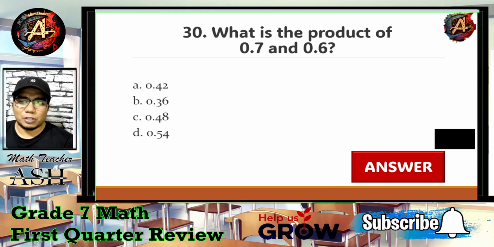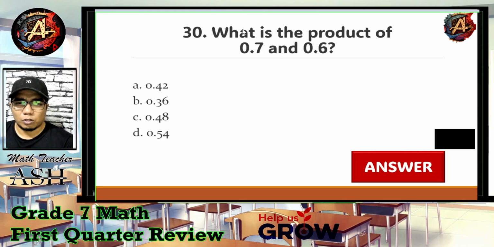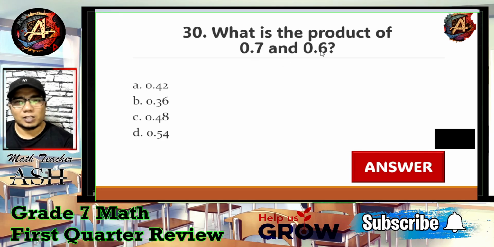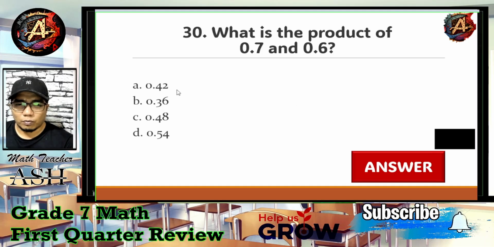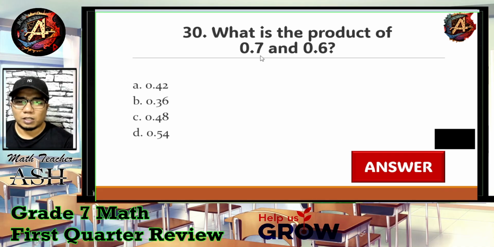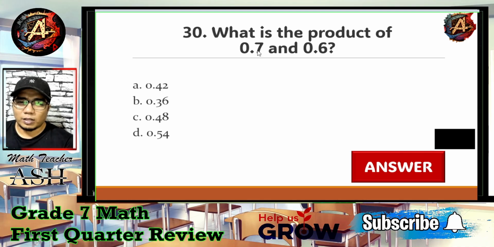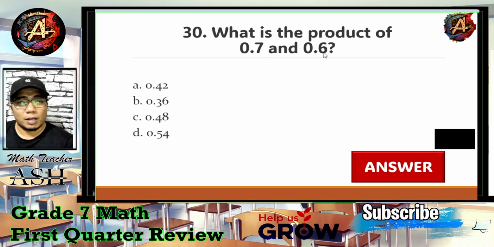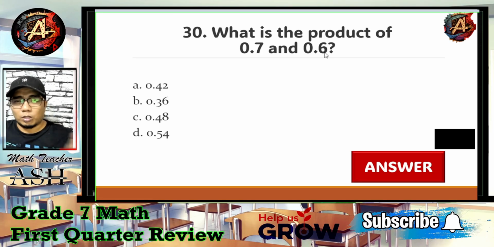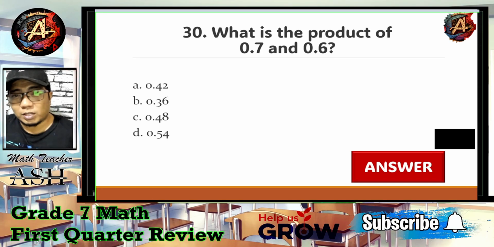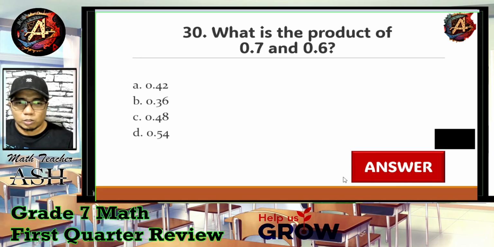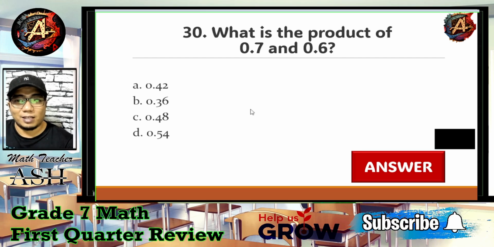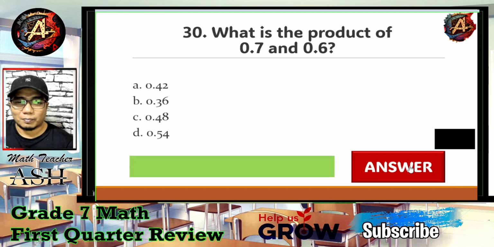Alright, my dear math learners, this question is very easy because you just multiply 7 and 6, and the answer is 42. So of course, where is a choice which has a 42 there? So that is 42. Of course, since this is one decimal place and this is one decimal place, if you multiply one decimal and one decimal, that will give you two decimal places. So that is why the final answer here has two decimal places. So letter A is the correct answer.